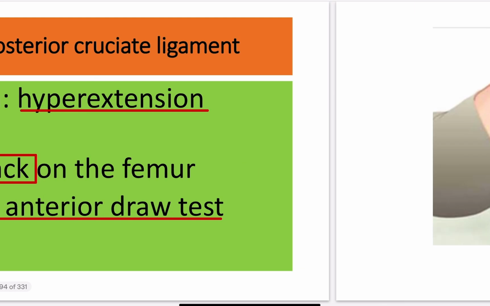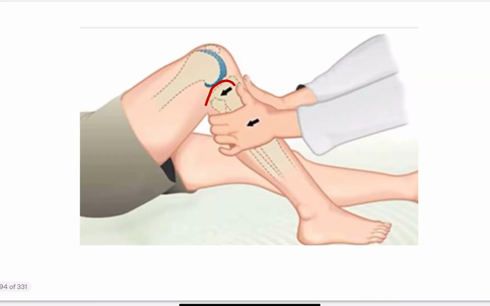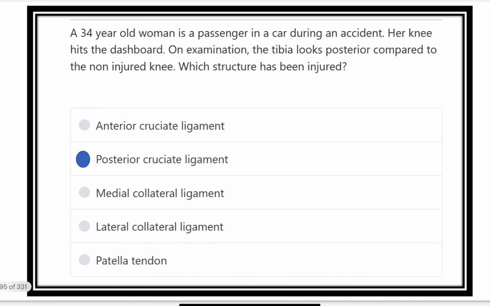So here we can see this is the posterior drawer test positive. When the tibia is pushed backward, it goes backward from the femur, so it is the posterior drawer test positive. So when the tibia looks posterior, that means the posterior drawer test is positive. In this condition there is a posterior cruciate ligament injury, and in case of an anterior cruciate ligament injury there is an anterior drawer test positive.